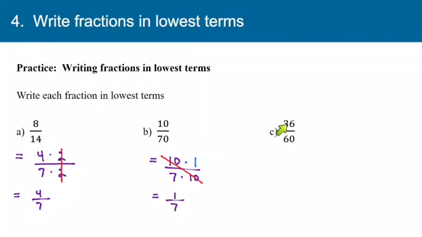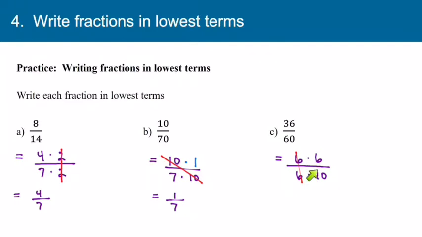And let's look at 36/60. Right away I notice that both of these numbers contain a factor of 6. So I'm going to write 36 as 6 times 6, and I'm going to write 60 as 6 times 10. That way I can cross out the 6s, and that's a good start, but notice that 6 and 10 also share a common factor.